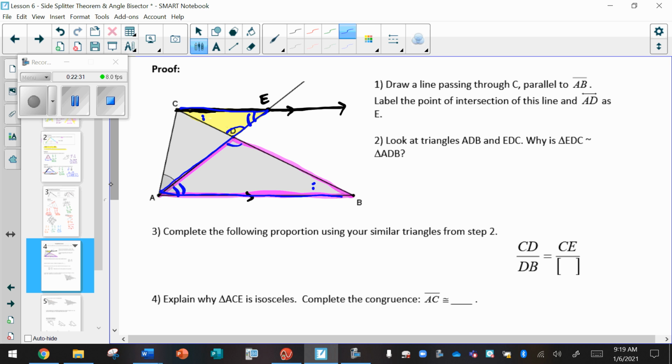Because these two triangles are similar, we can say that one of the triangles was created using a dilation from the other triangle, either smaller to bigger or bigger to smaller. That means we can match up the ratios of the corresponding sides. So if I compare side CD to DB, that would be in the same ratio as side CE to the base AB.